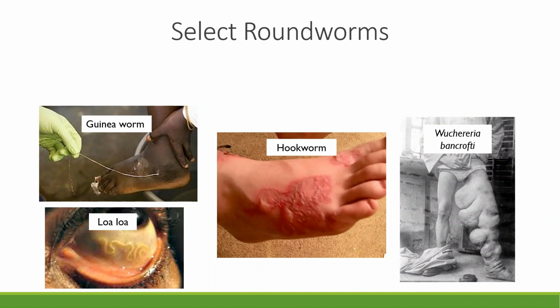Loa loa, another name for it is the African eyeworm. It infects subcutaneous tissues, especially around the eyes and skin as well. And the middle one you see there is hookworm. So we talked about hookworms on the previous slide, and that infects subcutaneously as well. And the last one, Wuchereria bancrofti, this particular roundworm infects the lymphatic system, and it causes something called elephantiasis, which you can see in the leg of this particular individual. So it can cause severe limb swelling, and this one is spread through mosquitoes in tropical regions.